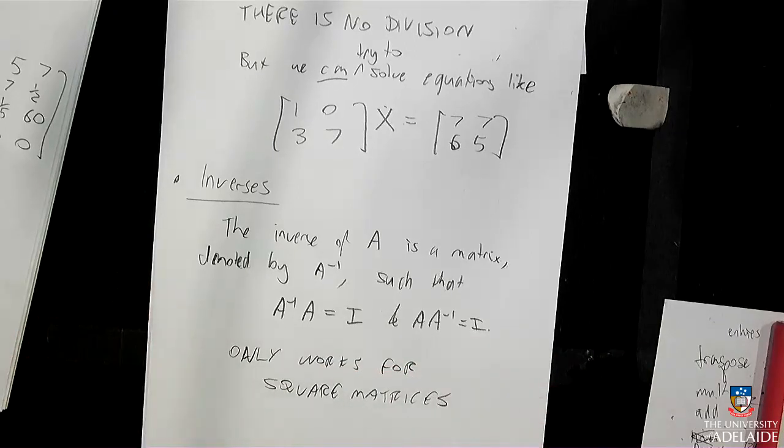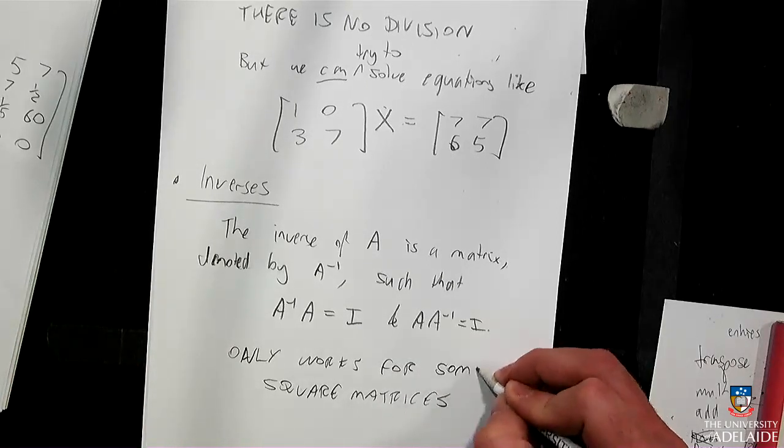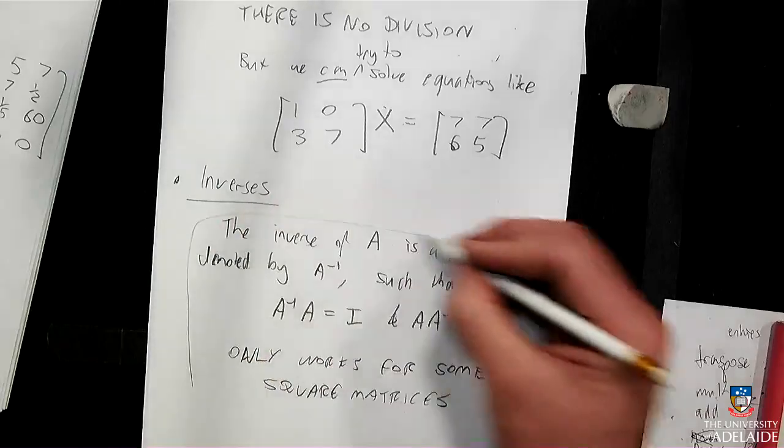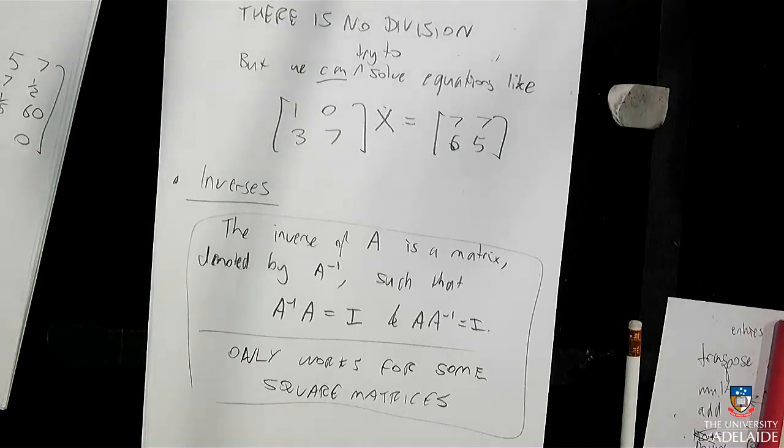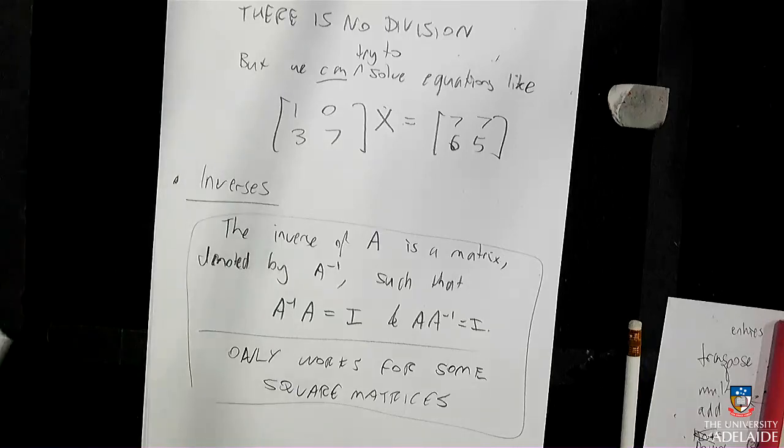And even worse, it only works for some square matrices. My powers only worked for square matrices, but they work for all of those. Inverses are only going to work for some square matrices, and sometimes it can be a bit tricky to figure out whether it's going to work or not. And so we're going to need a rule for figuring out whether the inverse even exists.